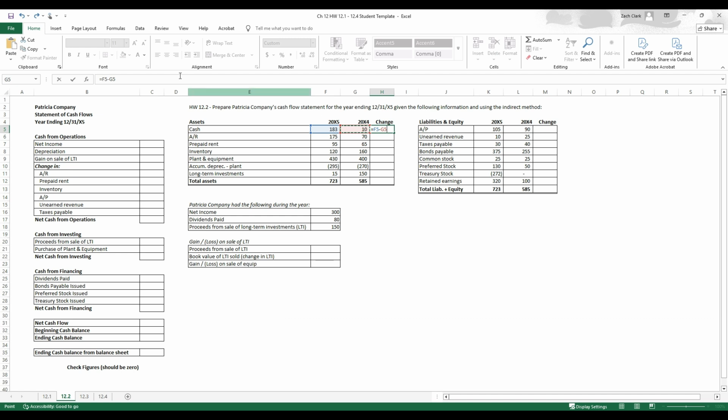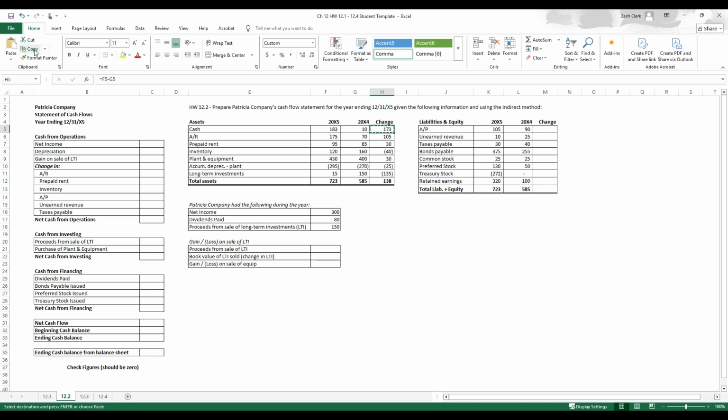So go ahead and do a formula that says take F5 minus G5, which is basically saying cash increased 173. And then we can drag this down for each one of the asset category line items. So AR increased 105 in this instance. Then you just sum up the totals. So total assets changed that much.